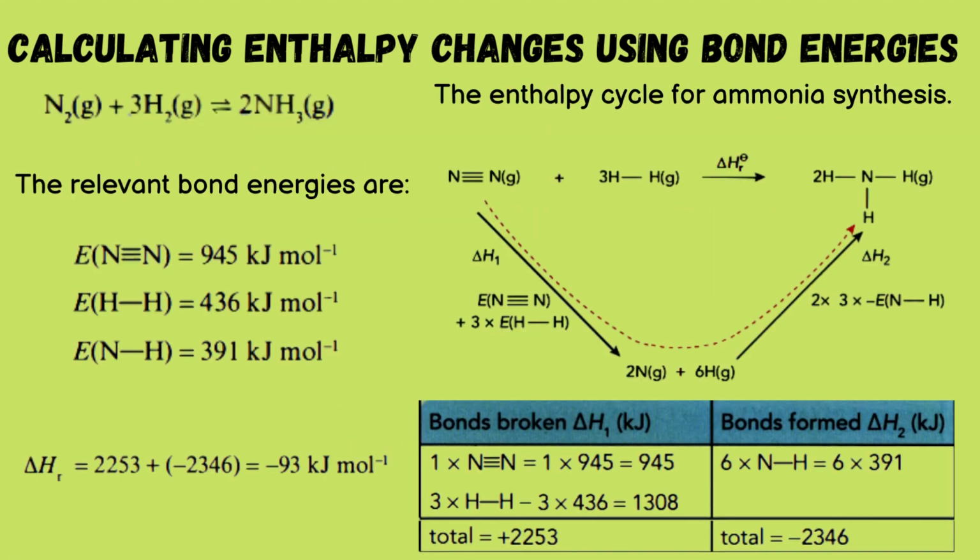And the enthalpy cycle for the ammonia synthesis is shown over here using the relevant bond energies. The calculations are shown over here, bonds broken, bonds formed, and the total is given as minus 93 kilojoules per mole.